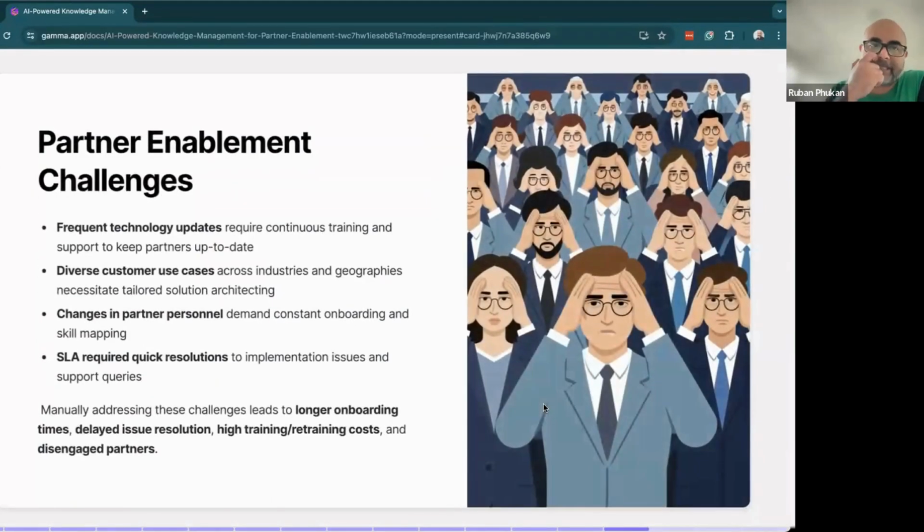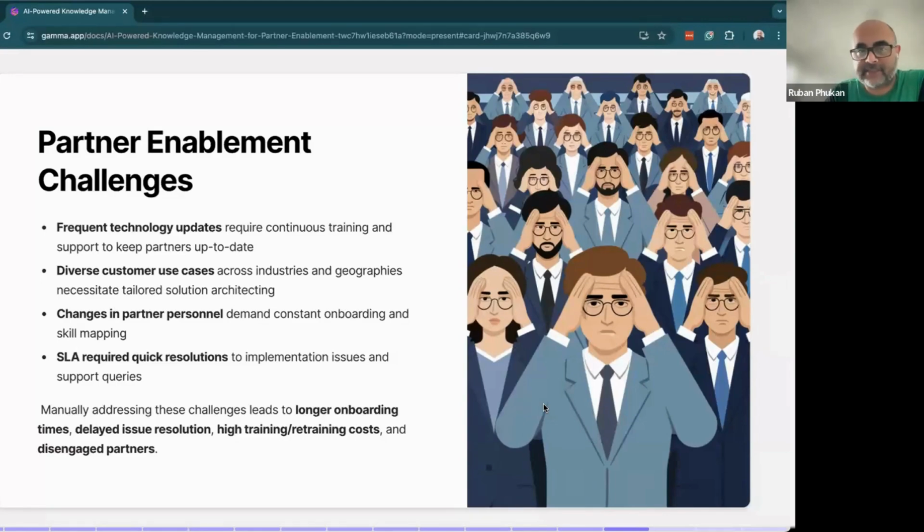So their challenge is essentially that the software is going through frequent technology updates, which requires constant training and reskilling of the partners, right, to keep them up to date. Now, this was not that big a problem a few years back when the release cycles were shorter, but now with much more frequent releases and a larger partner base, this was becoming a huge challenge for them.